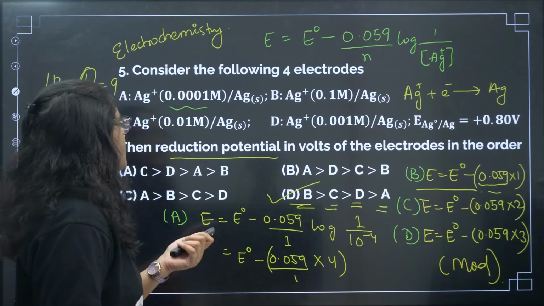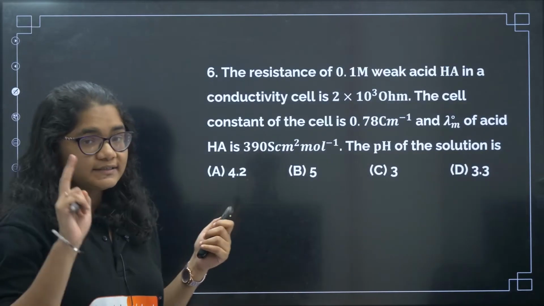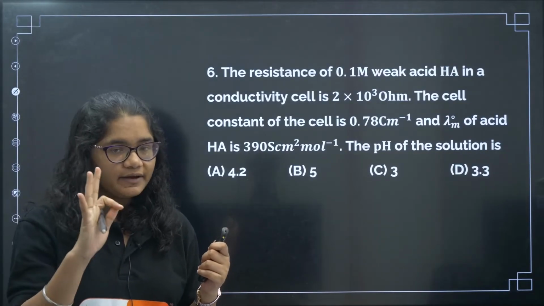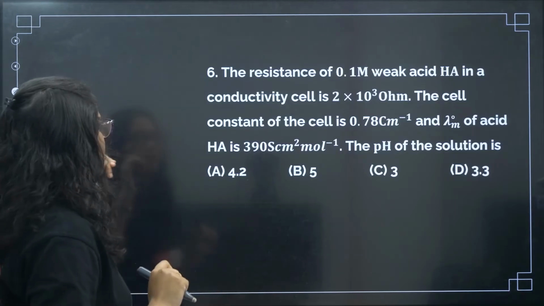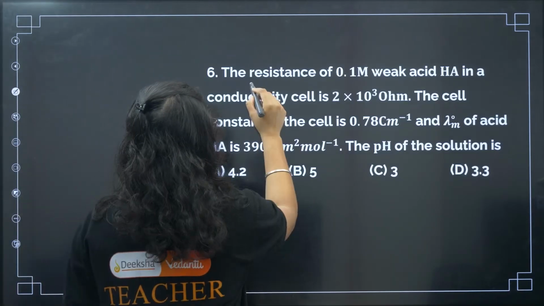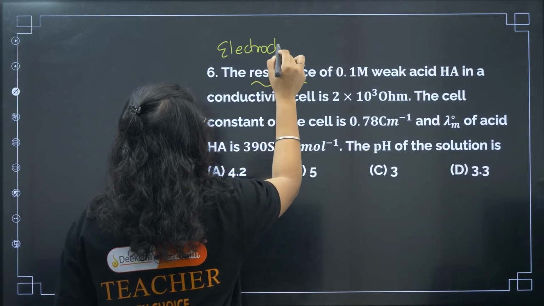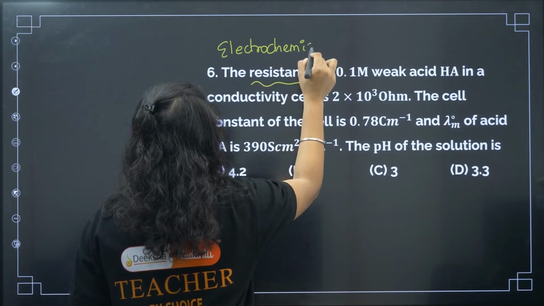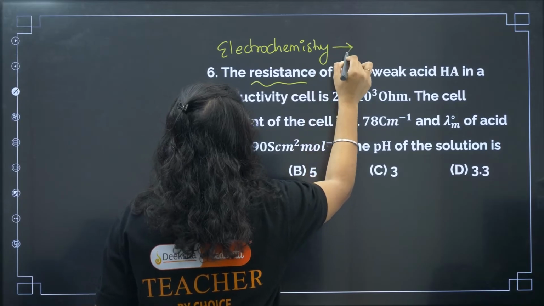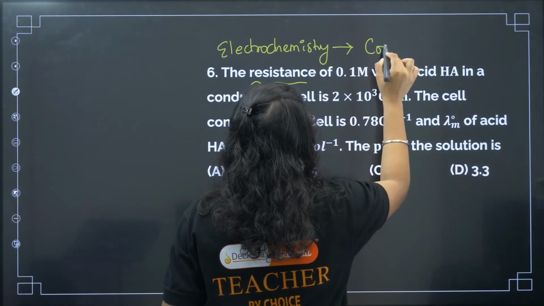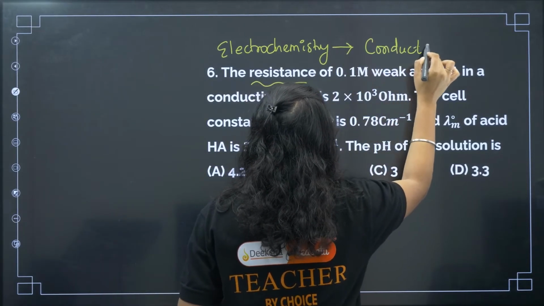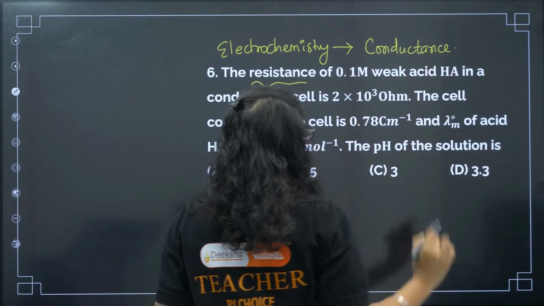Okay, now coming to the next question. So we have already seen 2 questions from electrochemistry, 3 questions from kinetics. Okay, now coming to question number 6, again this question is also from electrochemistry. Okay, and what is the subtopic here? The question subtopic is something about conductance. Okay, now let us see.